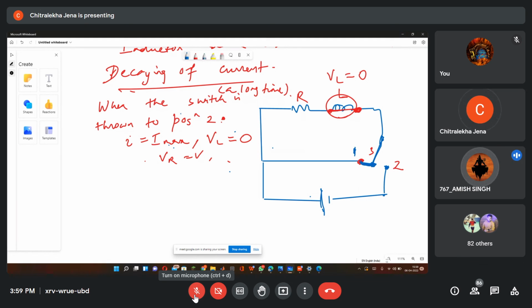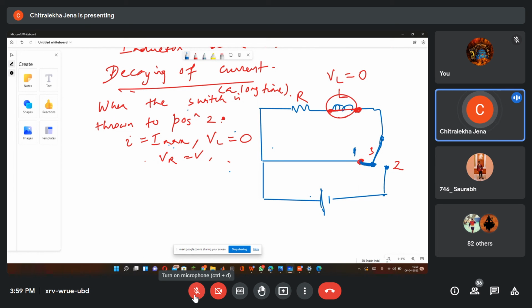Current will flow. The current will decrease slowly and flow, and after a long time it will become zero. After a long time, it will become what? Zero. The current will become 0.